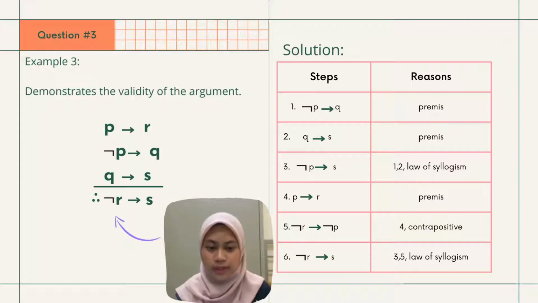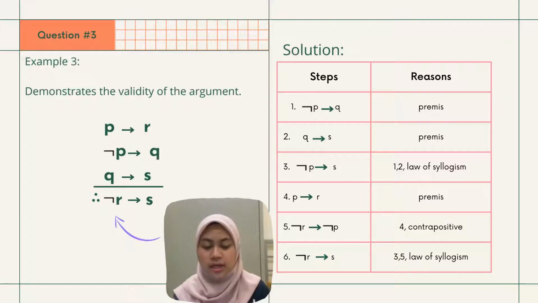For step number 1, not P implies Q is premise 1. Step number 2, Q implies S is premise number 2. Step number 3, we combine premise number 1 and premise number 2 by using law of syllogism. And then we get not P implies S. For step number 4, we rewrite the premise, which is P implies R.